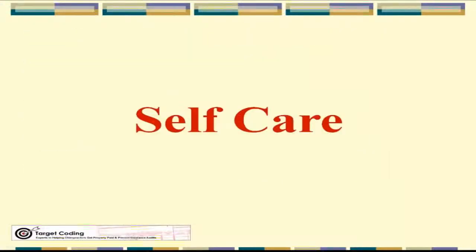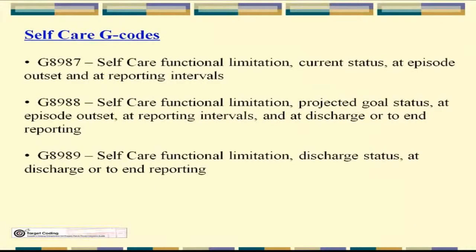Next is self-care. This is huge. Here are the 3 codes: G8987, self-care functional limitation at the outset, beginning, current episode. G8988, projected goal, functional limitation with self-care. G8989 is self-care functional limitation at discharge. So what does this entail? Washing oneself, drying oneself, washing body parts, washing the whole body, using a towel, caring for body parts, taking care of your skin, nails, teeth.